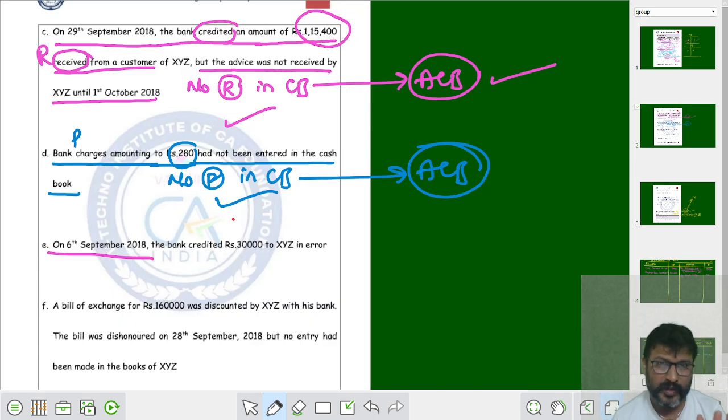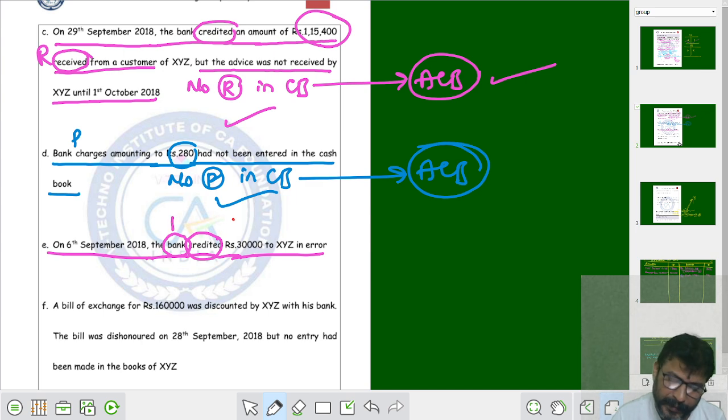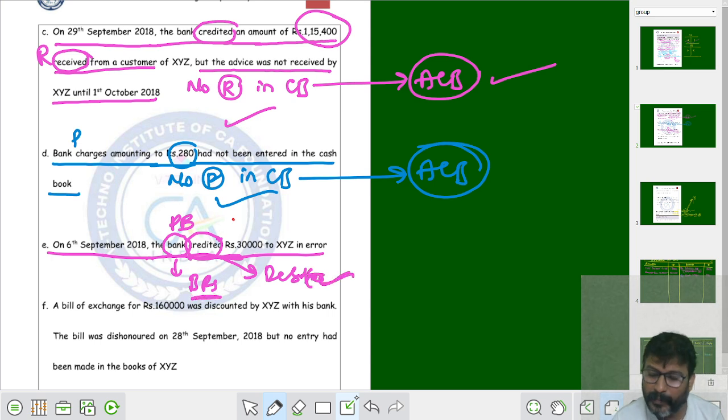On 6th September, means within our period, bank credited. Bank credited means passbook credited. An error. So the error is credited by bank. Error is credited by bank means the error happened in the passbook. When errors happen in the passbook, we have to take it in ACB. So not ACB, sorry. We have to take it in BRS. In what side do we have to take it? Since it is credited, we have to take it on the opposite side. Opposite side means the debit side. Debit side of what? BRS.